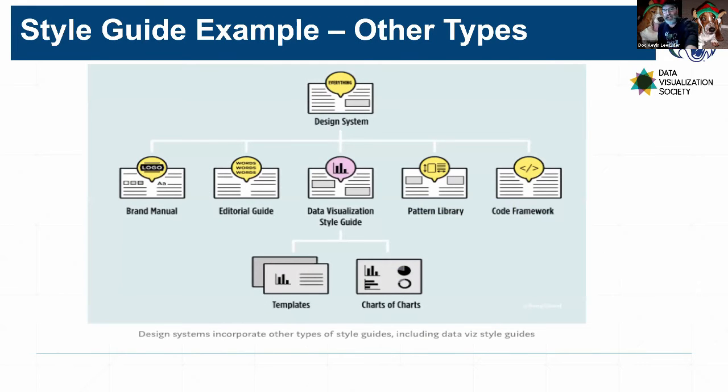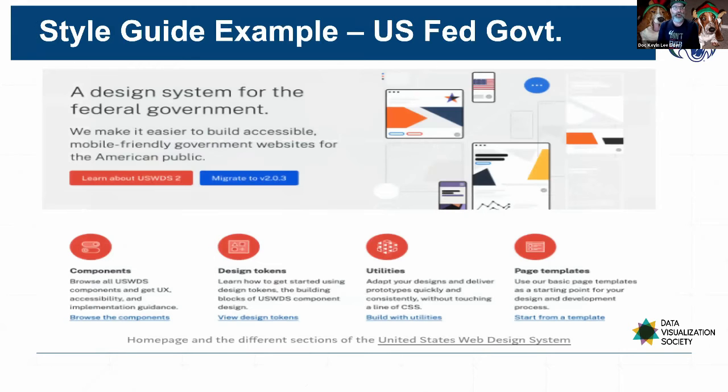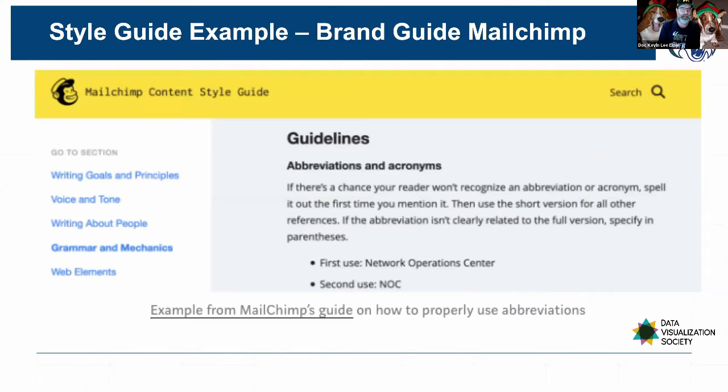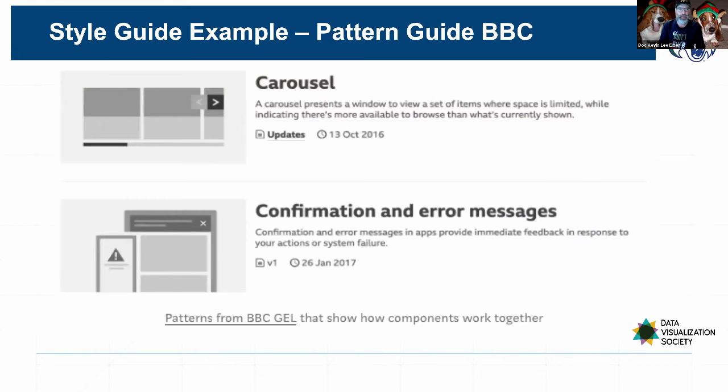All right, so these data visualization style guides are kind of here in the middle, where we've got brand manuals, we've got editorial guides, we've got pattern libraries, we've got code frameworks, there are templates, and my favorite, these chart of charts. So again, on the site, you can see where the federal government has their design system in lots of detail. MailChimp is a great example of a brand guide, saying, here's our brand and this is what we're doing. And you want to do the same or a similar thing with your brand in your industry with what you're trying to do. Here are some great tips you can learn from them.